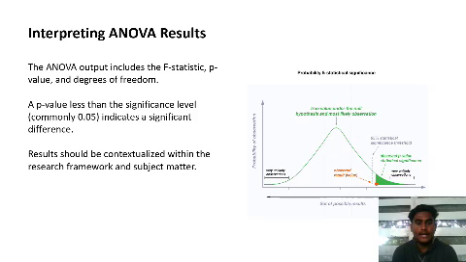Interpreting ANOVA results. The ANOVA output includes the F statistic, p-value, and degrees of freedom. A p-value less than the significance level, commonly 0.05, indicates a significant difference. Results should be contextualized within the research framework and subject matter.